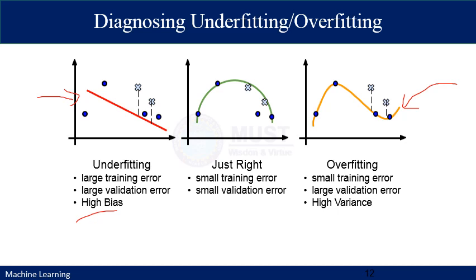On the other hand, if you have a more complex model, there is a small training error because you are able to model each peculiarity in the data set. However, when you test it on the validation set, it is likely to have a larger error and it has high variance. But if you have just the right amount of complexity that correctly represents the dataset, you will have small training error and even smaller validation error.